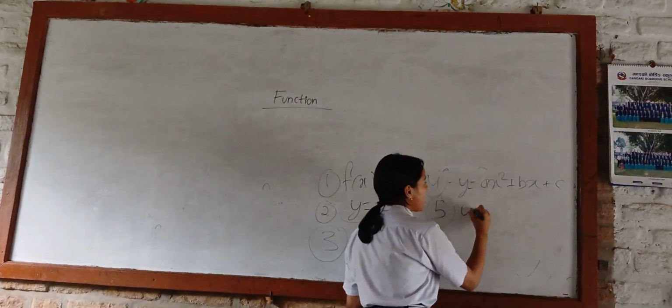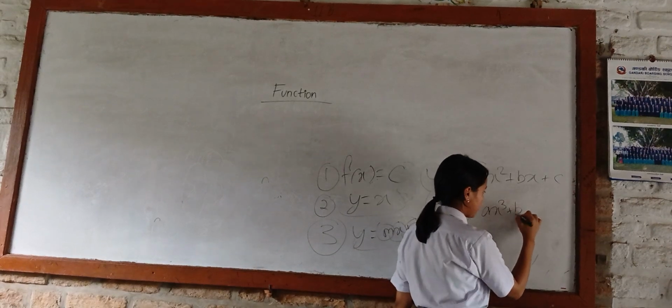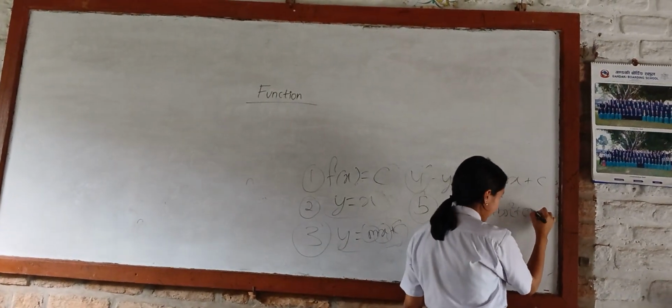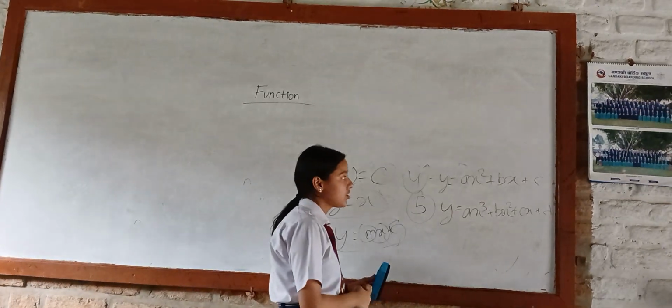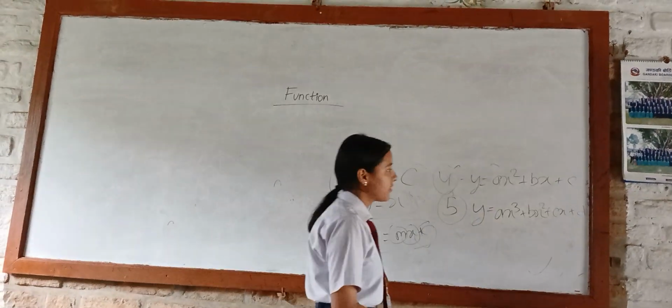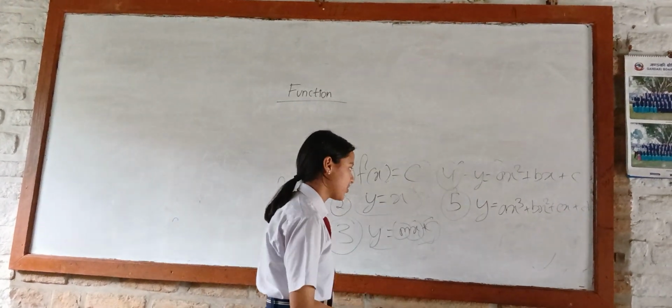And in fifth, y equals ax cubed plus bx squared plus cx plus d, where a, b, c, d are constants, and it is known as the cubic function, and x is the variable of the function.